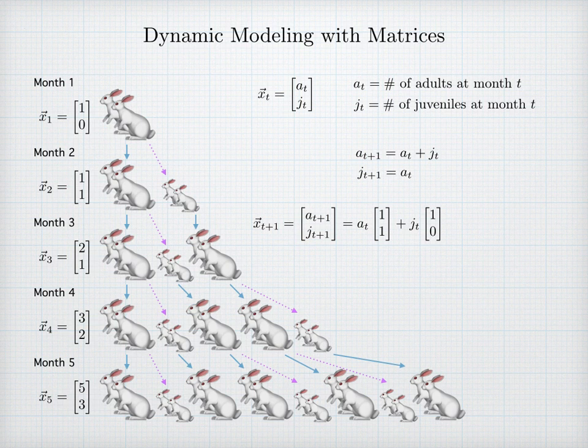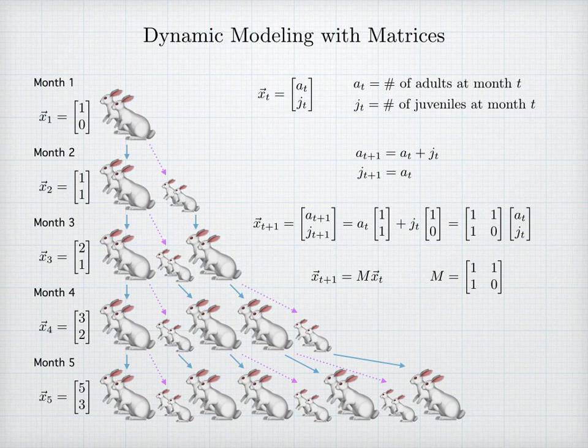Well, we have a linear combination of vectors, and so we can write that as a matrix, the matrix being 1, 1, 1, 0, times our current state vector, a sub t, j sub t. We now have our dynamic model as an iterative matrix multiplication. What I mean by that is that given any state vector, that's x sub t, the next state vector, x sub t plus 1, can be computed by multiplying the matrix M times x sub t.